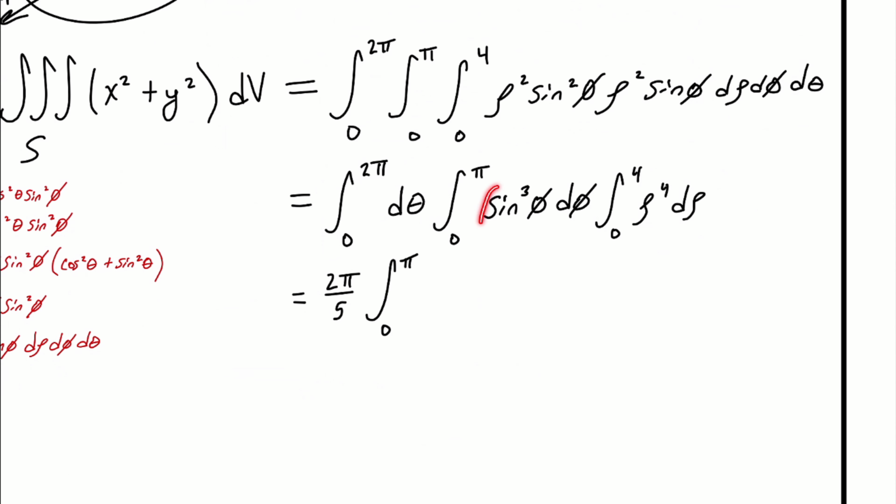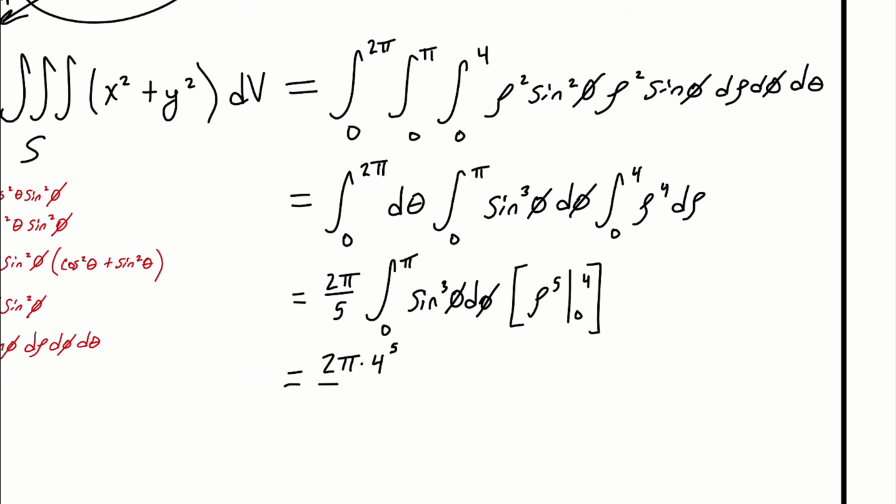Now this one right here, we can put this one on hold for a second while we deal with the other two. So rho to the 5th between 0 and 4. So this is a constant. This is just 4 to the 5th. So 2 times pi times 4 to the 5th, we'll worry about that in a moment, over 5.